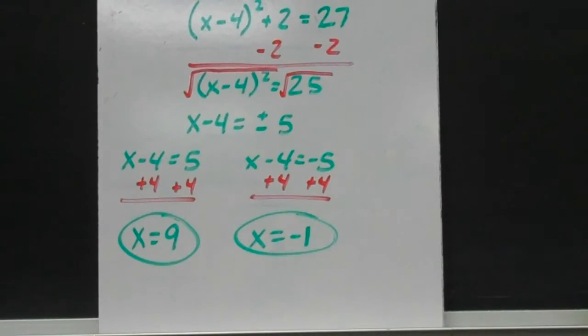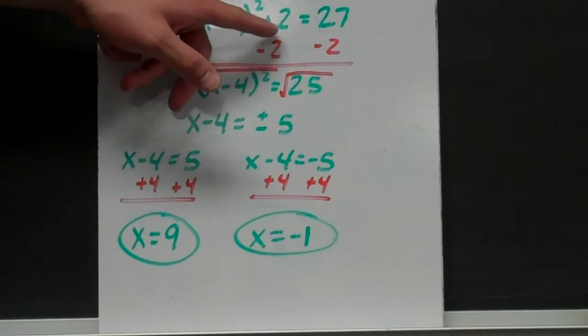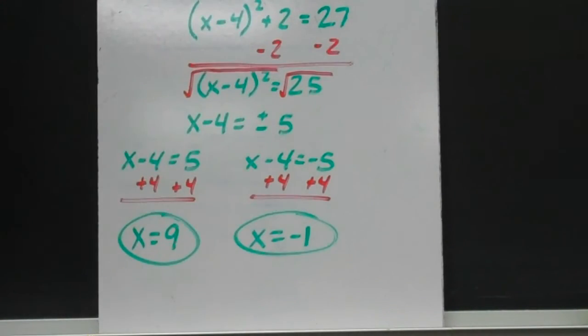Here we have a problem involving a perfect square, x minus 4 squared, plus 2 equals 27. Again, the first thing we want to do is get rid of anything outside of that perfect square. So we want to get rid of the positive 2, so we subtract 2 from each side. That leaves us with x minus 4 squared equals 25.